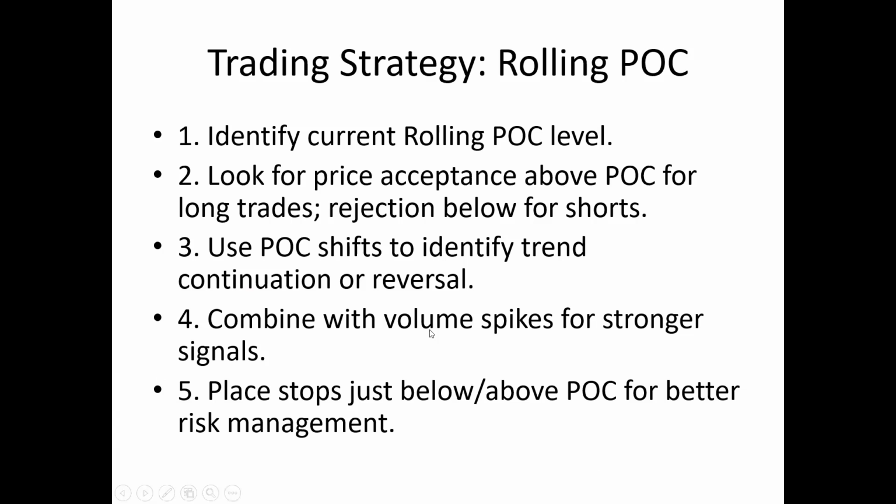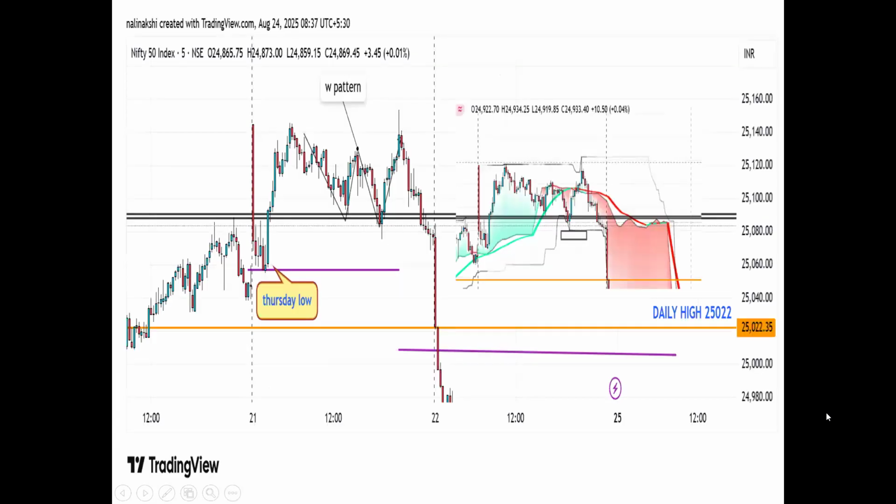So combine with volume spikes for stronger signals. You can make out on the left side of the Algo Alpha indicator. The volume spikes will also be there, and that you can make out. Place stops just below or above POC for better risk management. You can place your stops above or below POC and you can trade. This is the trading strategy, you can build it.